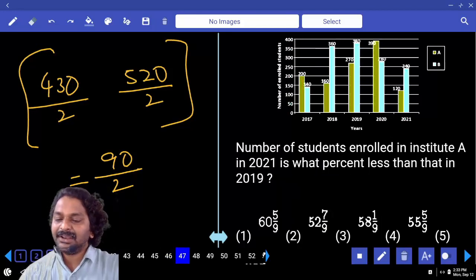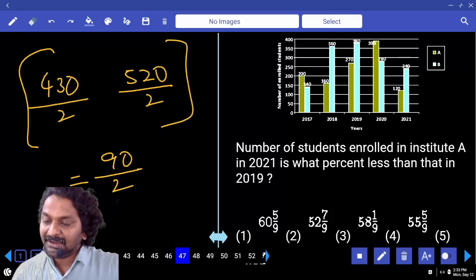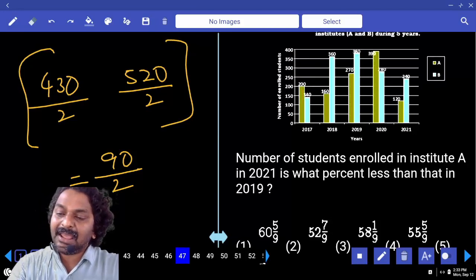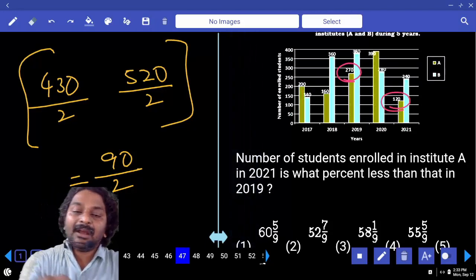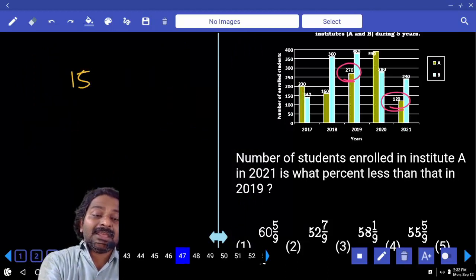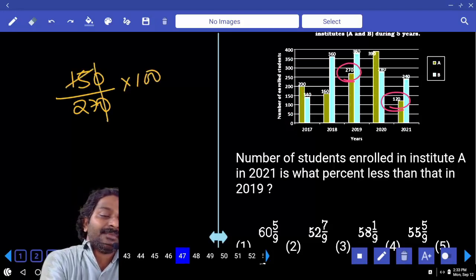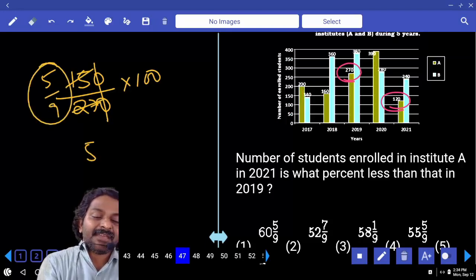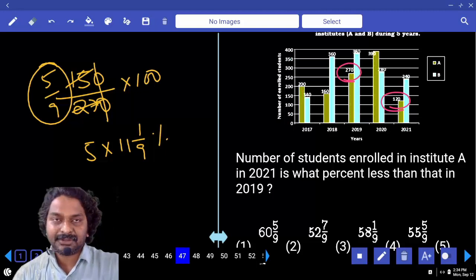Number of students enrolled in Institute A in 2021 is what percent less than that in 2019? 2019 Institute A, how many are there? 270. And 2021? 120. How many less? 150 from 270. Percentage into 100 only. Right, 0, 0 cancel. 3. 5 times 3. 9 times. 5 by 9 in the sense 5 into 1 by 9 only. You know that 1 by 9 is 11 1 by 9%. Answer 55 5 by 9%. Fourth option.